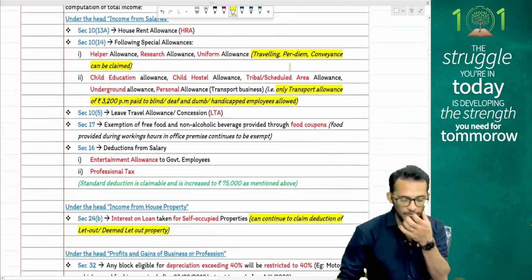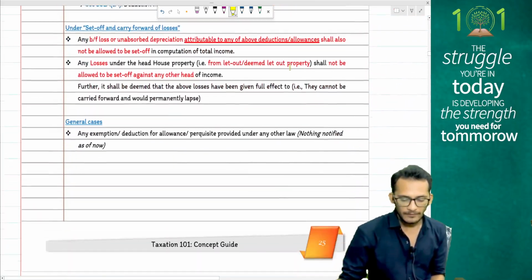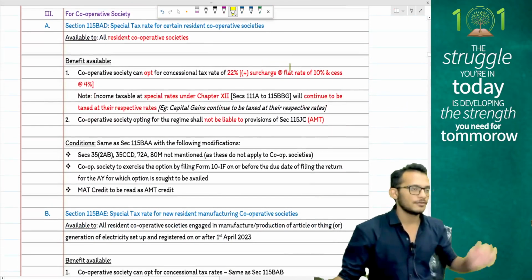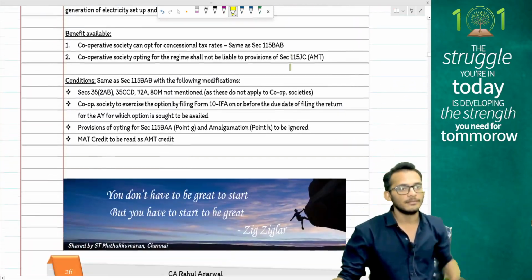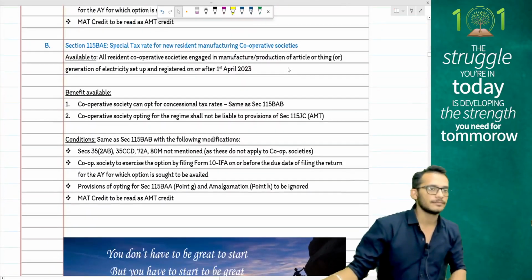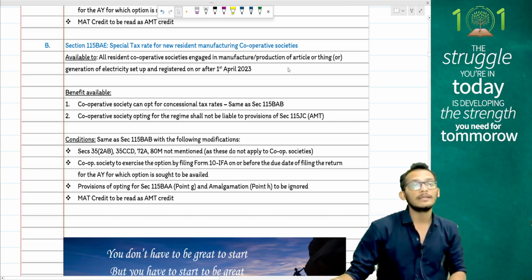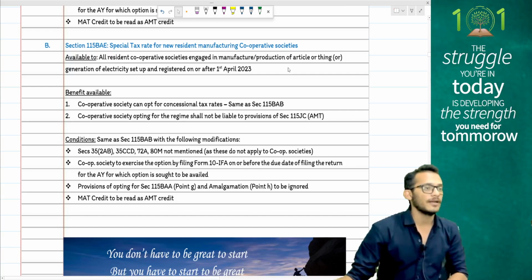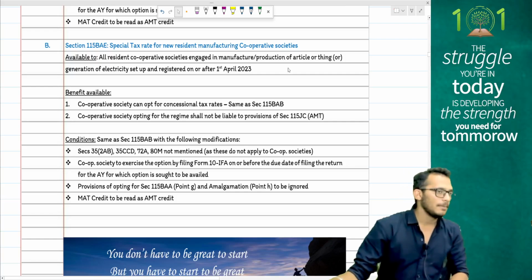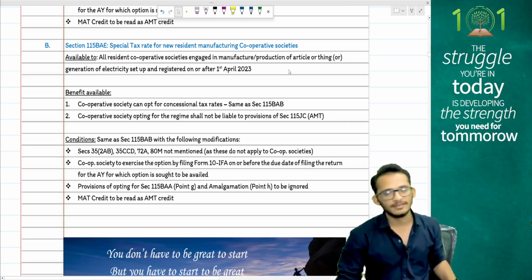Then after you go for 115 BAC people, we are then moving on to cooperative society, which is 115 BAD, and then 115 BAE. Same rules as 115 BAA and 115 BAB. No change in the rules.